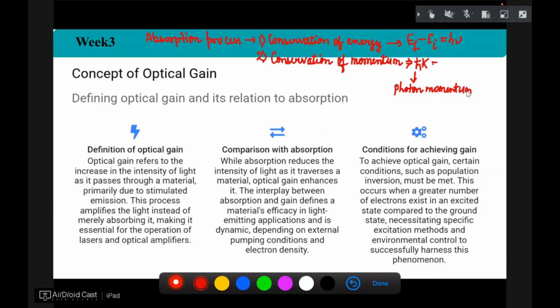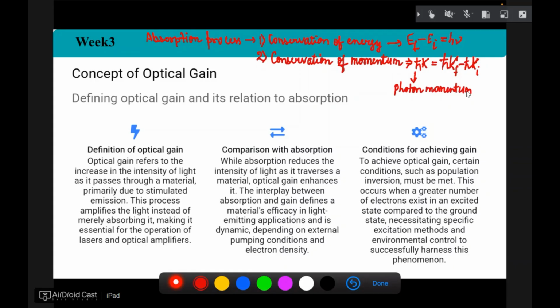is equal to h cross k vector in the final state minus the k vector in the initial state. So conservation of momentum is not satisfied in indirect bandgap materials. So that's why these are not good at optical absorption as compared to the direct bandgap semiconductors.